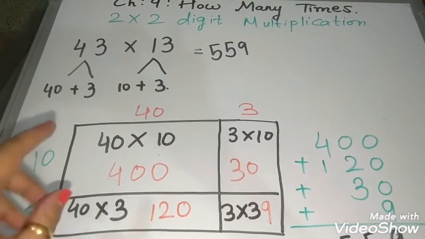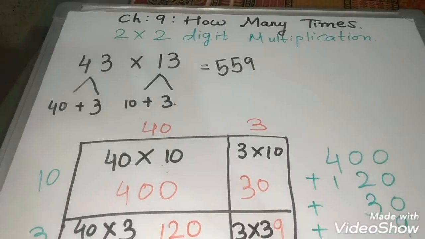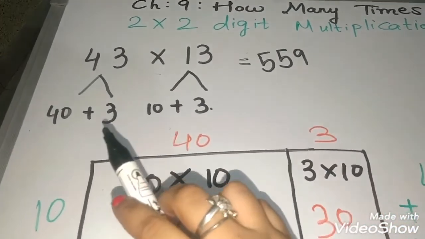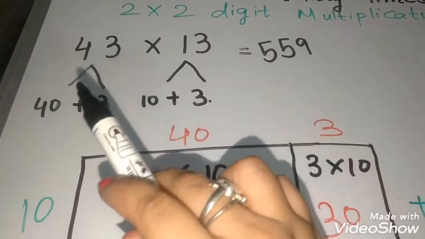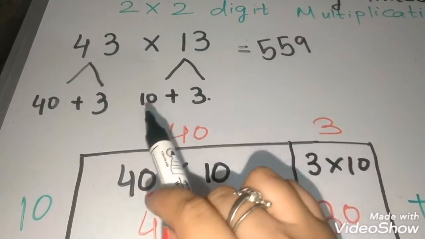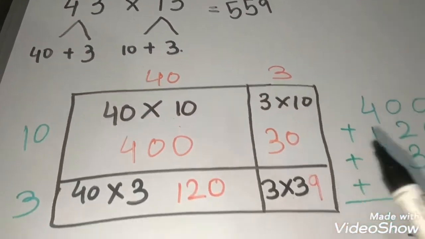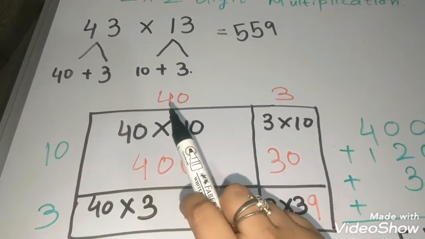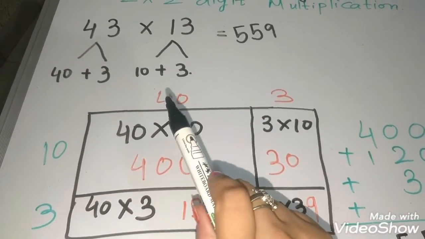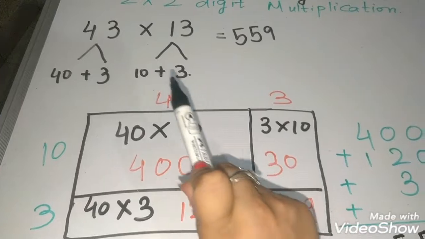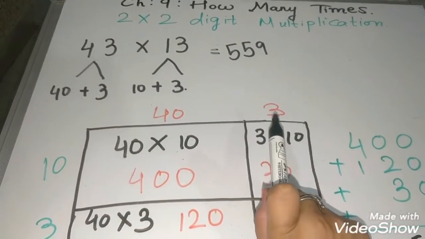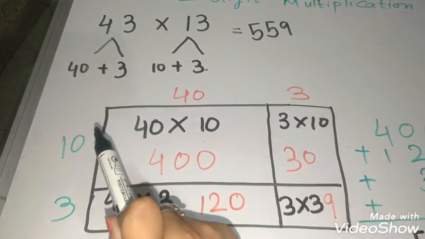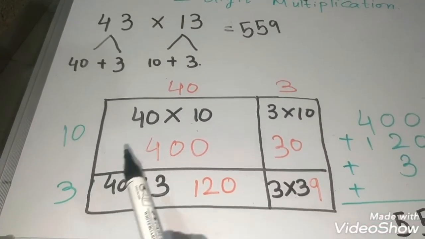Again I am showing how I did this. First, I have written both the numbers and then I have expanded both the numbers like this. 43 is equal to 40 plus 3 and 13 is equal to 10 plus 3. Then I have made a table like this. And for the first number, I have written 40 and 3. पहला नंबर मैंने यहाँ पे लिखा, horizontal लिखा, और दूसरा नंबर 13 I have written here vertically.